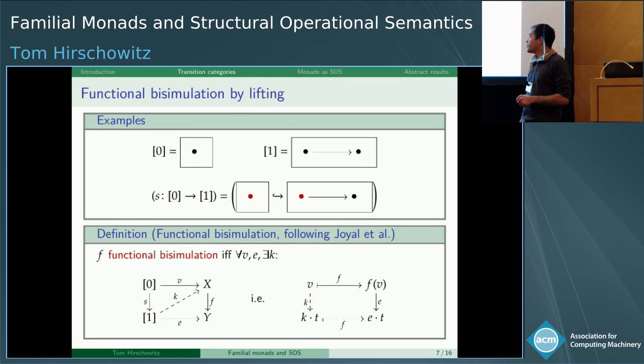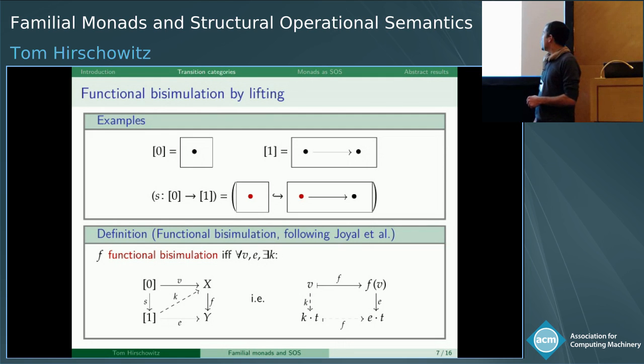So we say that f here from X to Y is a functional bisimulation when for all v and e making this square commute here, where this one is the source morphism, there is a lifting k making both triangles commute. So why does this have anything to do with functional bisimulation? Well, giving v amounts to picking just a vertex in X, and giving e amounts to picking an edge in Y, E here. And this V is mapped by F to the source of E. That's what commutativity of the square says.